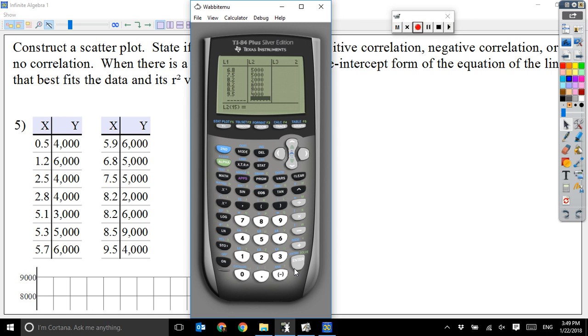Alright, and then when I get to the end, those two dotted lines should be beside each other, showing me that I put the same amount of values into L1 and L2. If you don't, it'll give you an error on this next step.